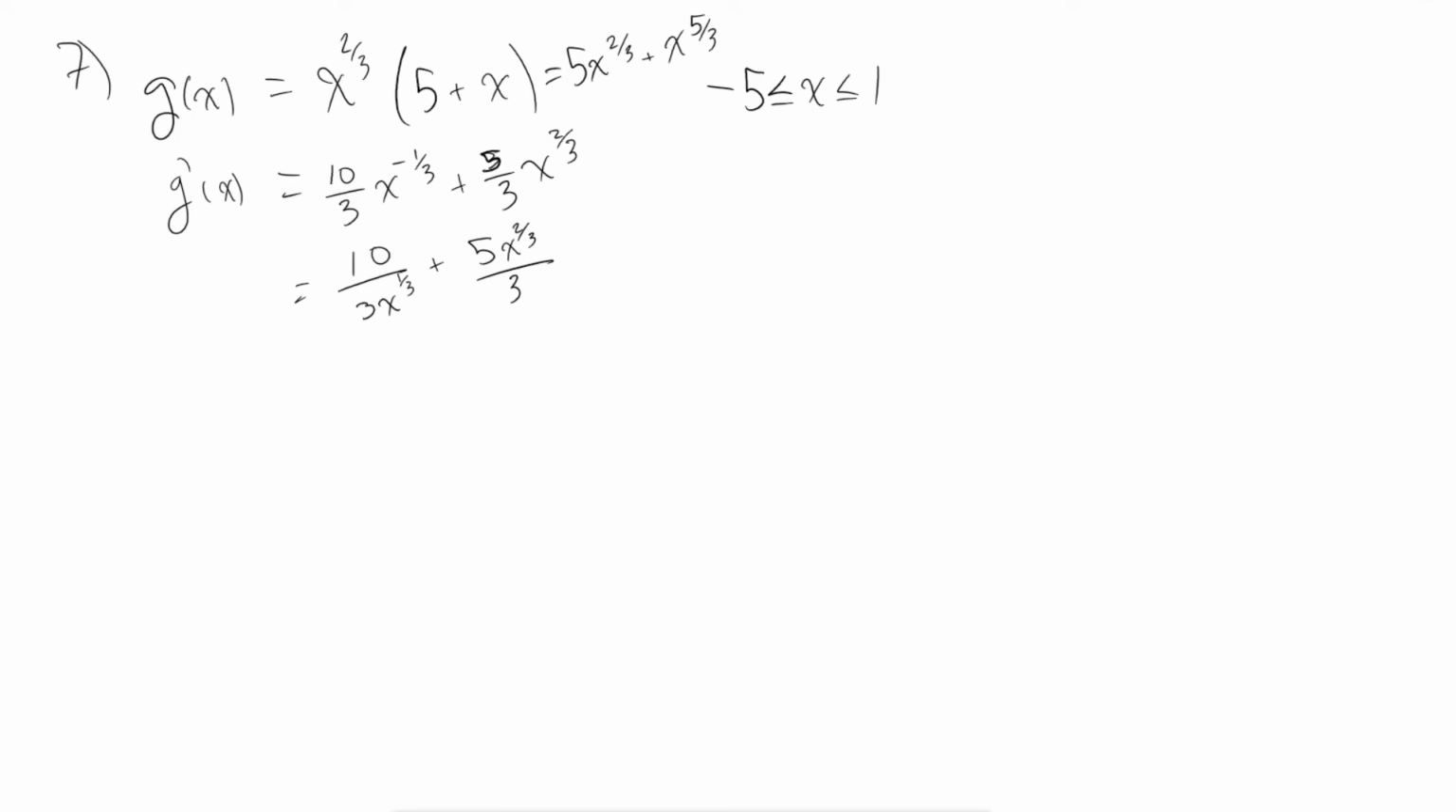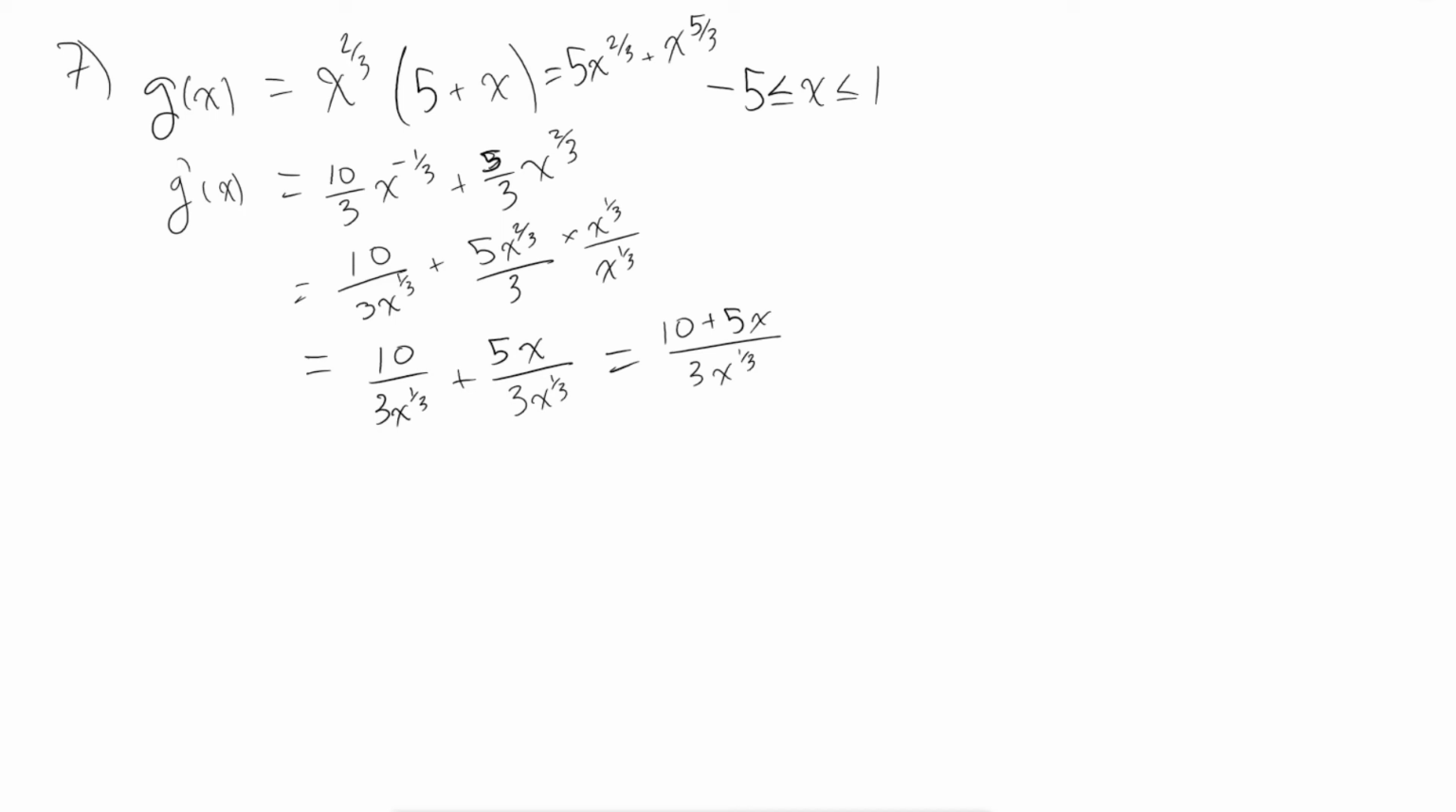And then I'm going to multiply this one by x to the power of 1/3 over x to the power of 1/3, so I get a common denominator. So I have both under 3x to the power of 1/3. Hopefully this is sensible to you. So I have 10 over 3x to the power of 1/3 plus 5 times x to the power of 2/3 times x to the power of 1/3 just gives me x to the power of 3/3, or plain old x, over 3 times x to the power of 1/3, which now we have a common denominator. We can rewrite this as 10 plus 5x over 3x to the power of 1/3.